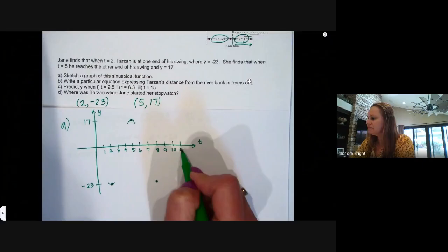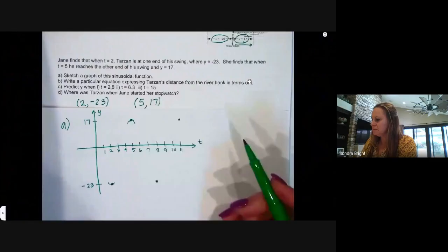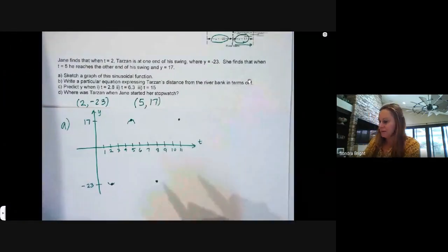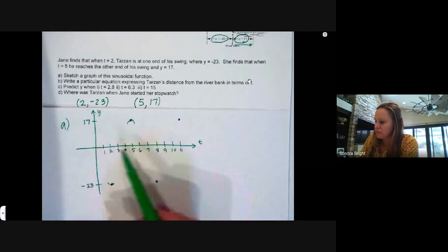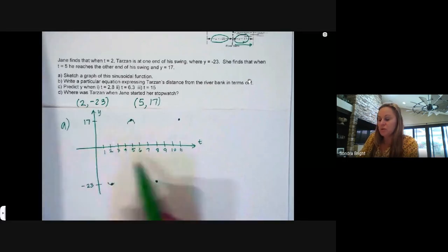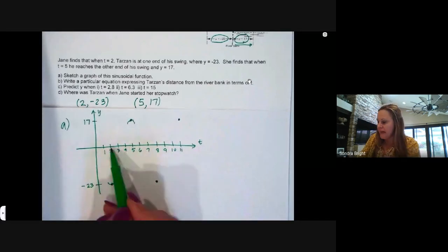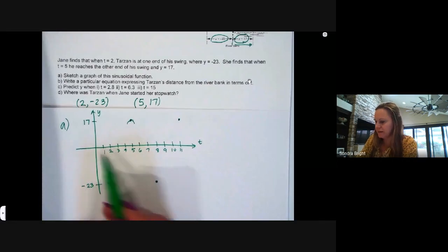Was it feet? Whatever. I don't see where it says it, but anyway. And then to continue the graph, at 2 it was at negative 23, so it was 3 more seconds before that, which makes sense mathematically, right?